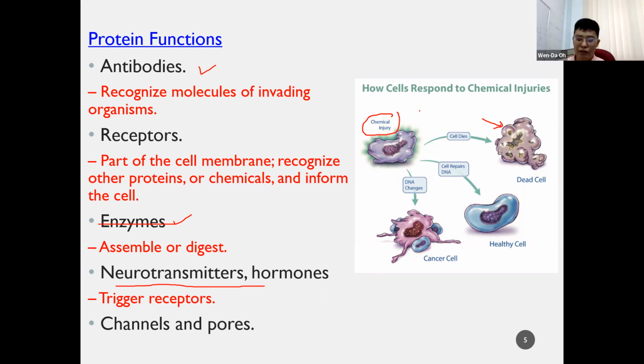Sometimes cell injury is not critical. If it's not serious, you have the cell repairing itself. So repairing itself means that sometimes you have repair enzyme. Those repair enzymes can actually go into the nucleus and starts to repair the DNA. So in that case, your DNA can be restored, and then it becomes back to the healthy cell. Another one will be the DNA changes. And this is the one that is undesirable, right? This can actually happen very frequently.